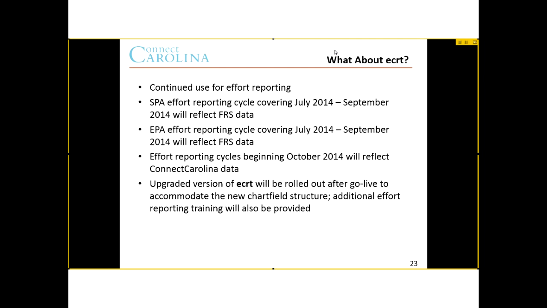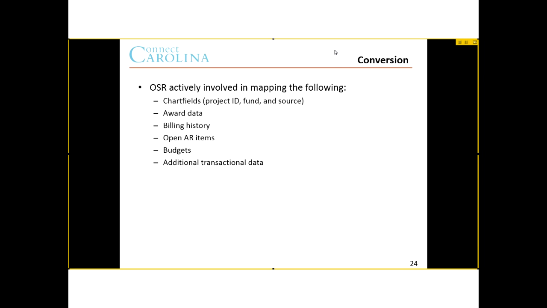For eCert, we will continue to use eCert for effort reporting. An SPA effort reporting cycle covering July 2014 to September 2014 will reflect FRS data. An EPA effort reporting cycle covering July 2014 to September 2014 will reflect FRS data. Effort reporting cycles beginning in October 2014 will reflect ConnectCarolina data. An upgraded version of eCert will be rolled out after go live to accommodate the new Chartfield structure, and additional effort reporting training will also be provided at that time.